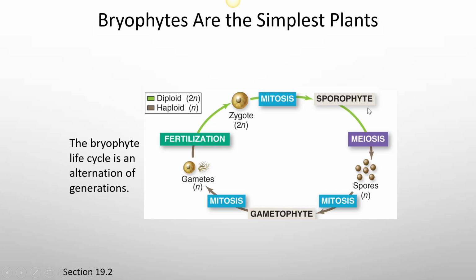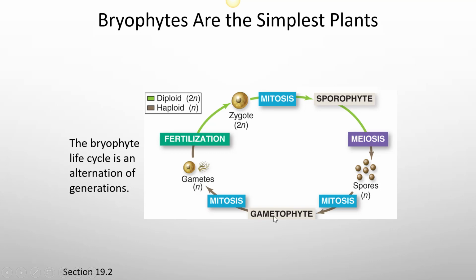Sporophytes produce haploid spores. So for us, we call them gametes. For them, they call them spores. Now, the thing that differs here is our gametes are going to immediately fuse and go to the zygote. We don't have an alternation of generations. But these spores are going to divide by mitosis and turn into a gametophyte.